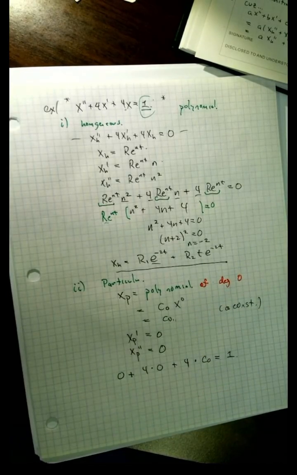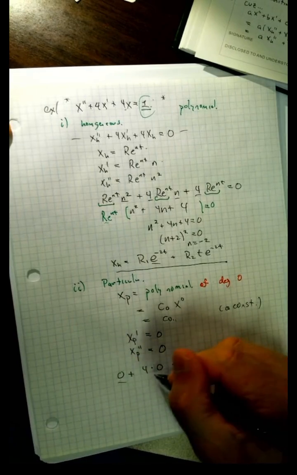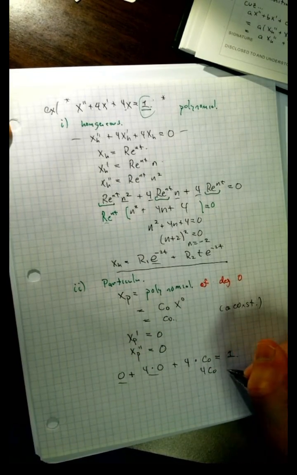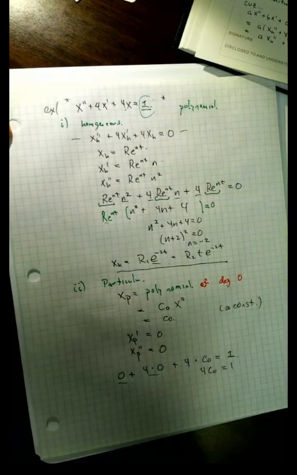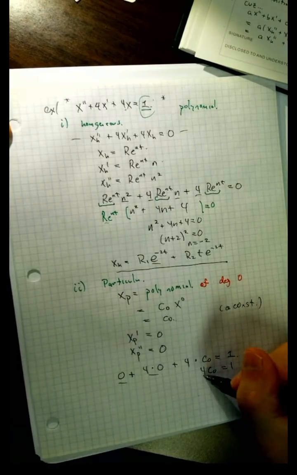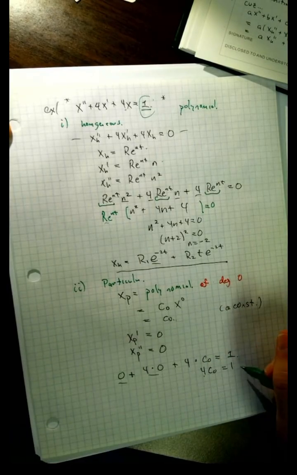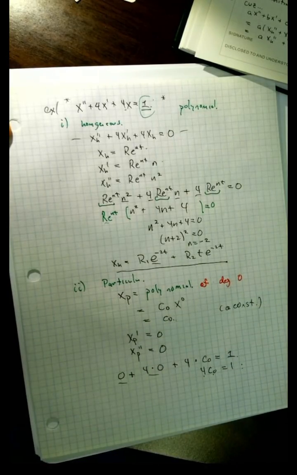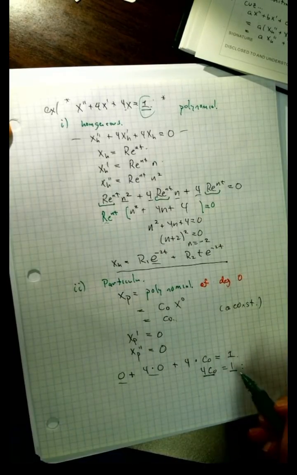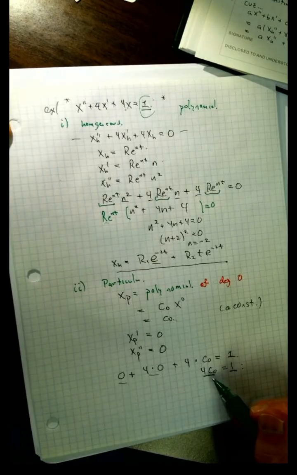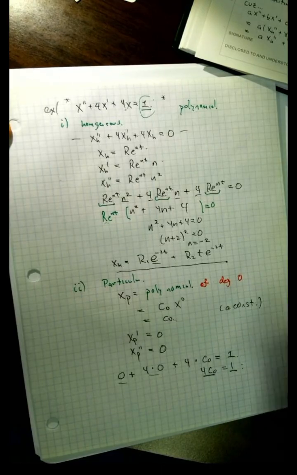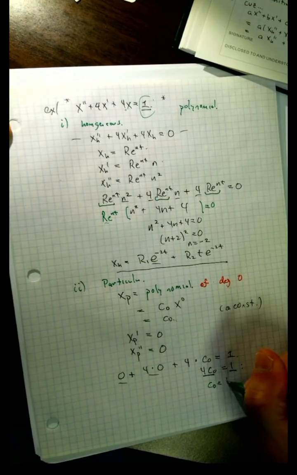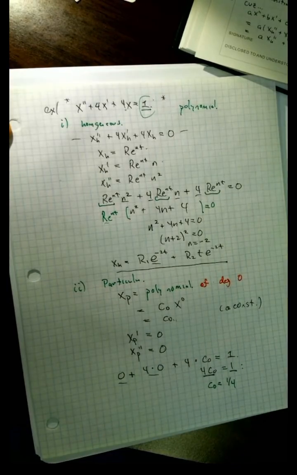And if it's a solution, that has to equal 1. So I get 0, 0, plus 4 c0 is 1. And now notice, and this is extremely important, that at this point you stop and ask, is the left-hand side consistent with the right-hand side? I have a constant on the left-hand side and a constant on the right-hand side. The only way that this can be true is if the constant is equal to the constant. So if I solve for c0, I get c0 is 1/4.